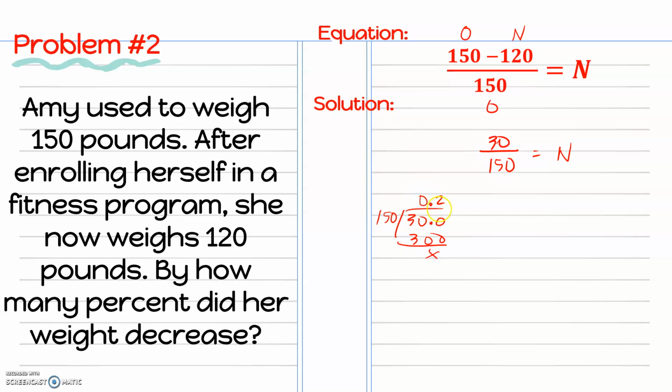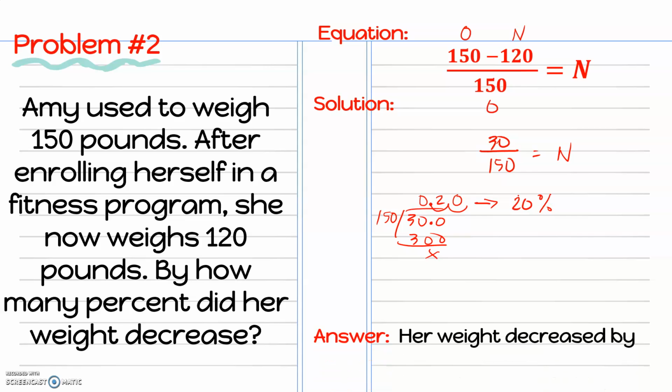So we have 0.2. We're looking for a rate, therefore we have to change this decimal into a percent by moving the decimal point 2 times to the right. Since we have here a space, we need to add a placeholder 0 to fill it out. Therefore, our answer will be 20%. So her weight decreased by 20%.